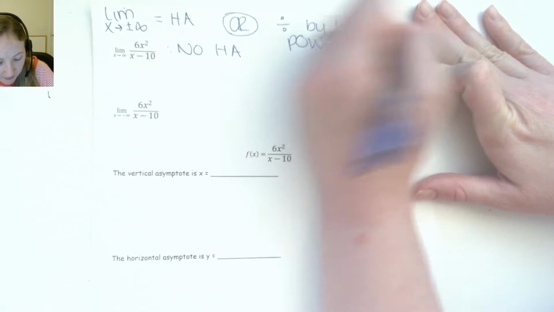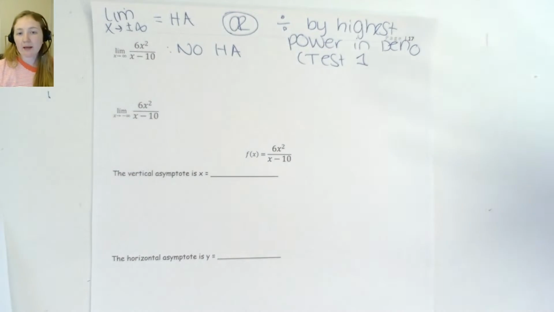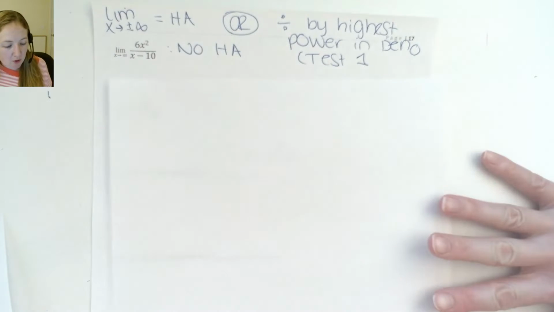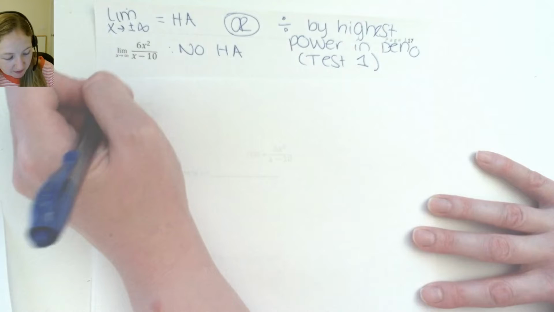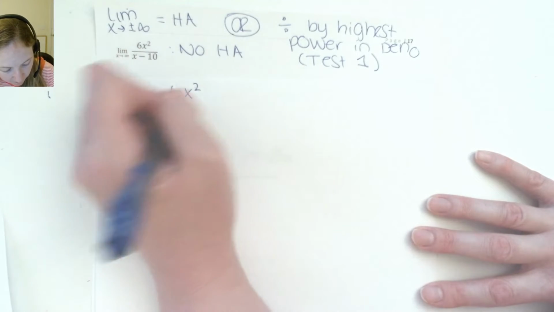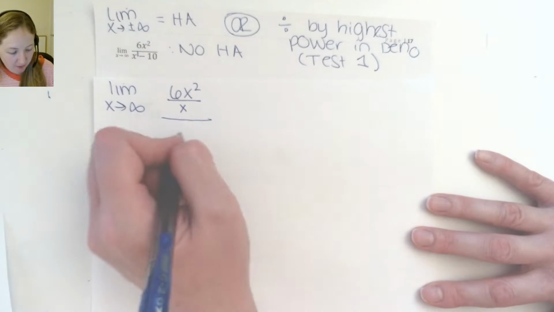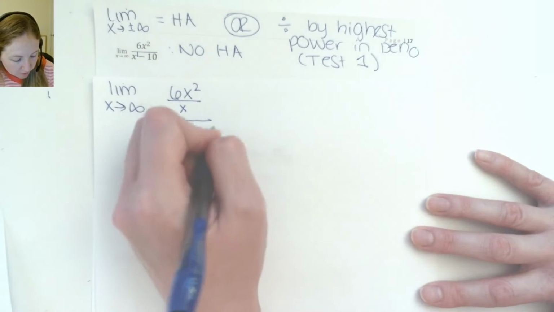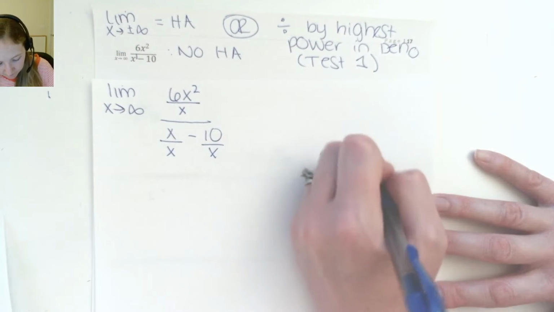So this again is our test 1 material, where we have to go back and remember what we did in test 1, where we divide by the highest power in the denominator. So I would take this limit and divide by x, because x is the highest power in the denominator. So each of these terms would get divided by x and then we simplify.